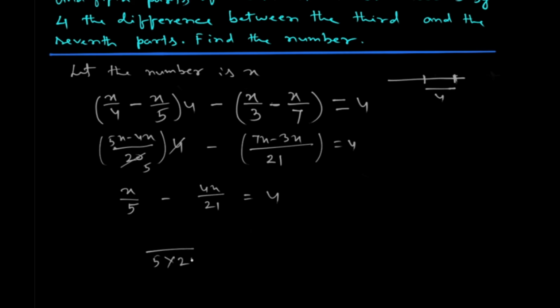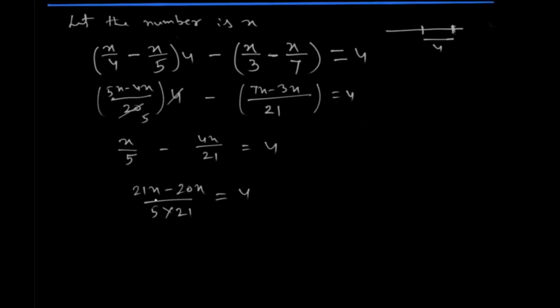We'll keep it like this. So it will be 21x minus 4 into 5, 20x, that is equal to 4. So in the numerator it is 21x minus 20x, that is x, divided by 5 into 21 is equal to 4. So x is equal to 5 into 21 into 4. So that means x is equal to how much? 5 into 4 is 20, into 21, that is 420.